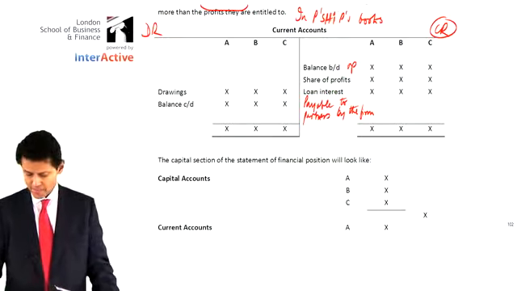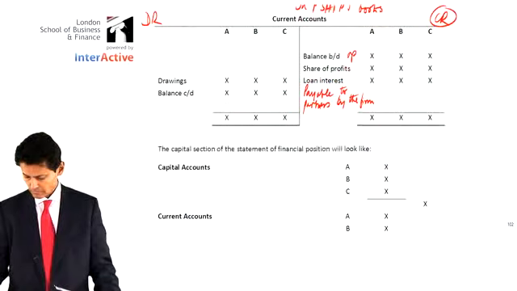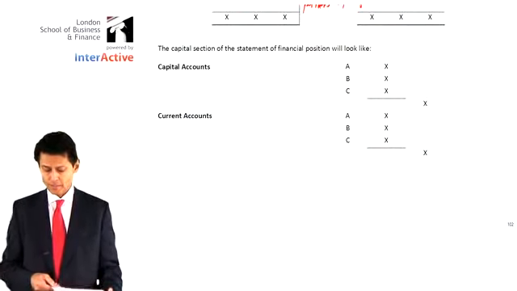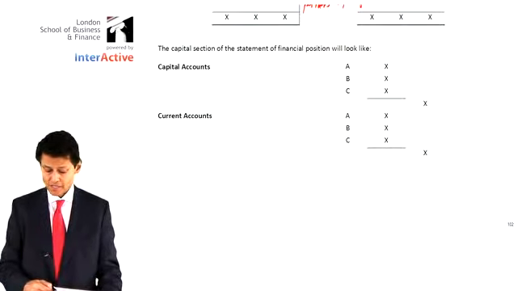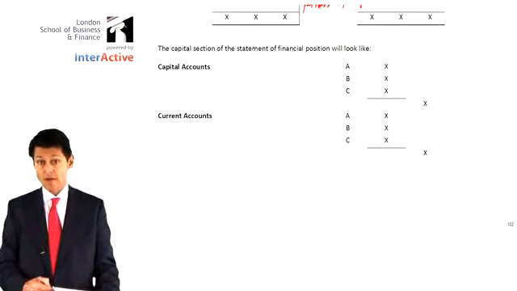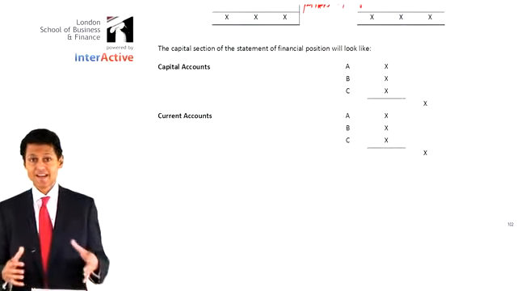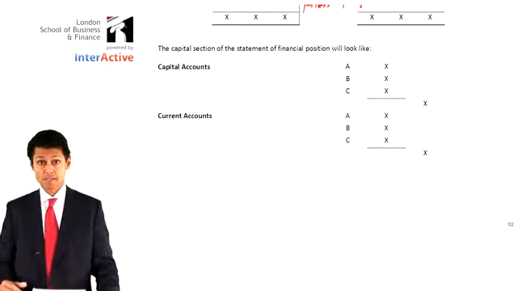The capital section of the statement of financial position will look like this. Apart from your non-current assets and current assets, etc., as I was saying, you have a capital account section and a current account section, which all derives from the working papers, a running total of capital accounts, current accounts with different columns, etc.